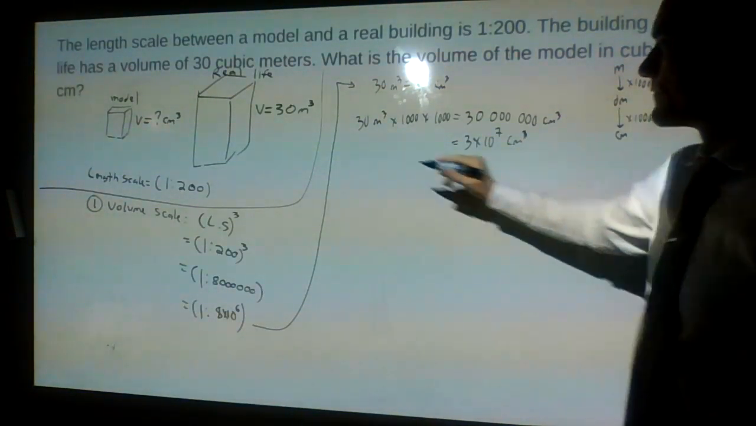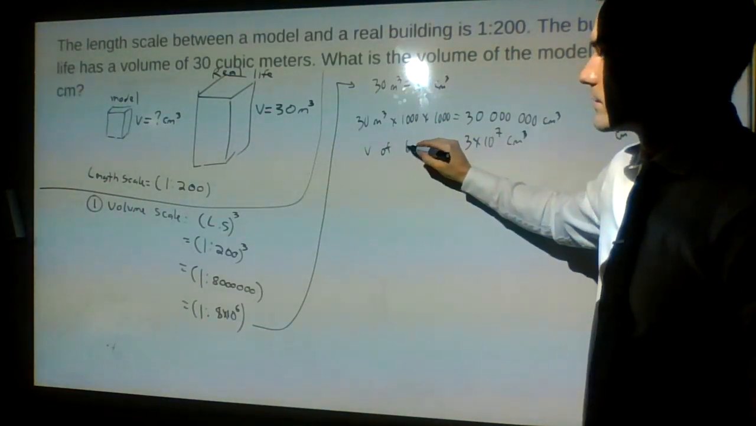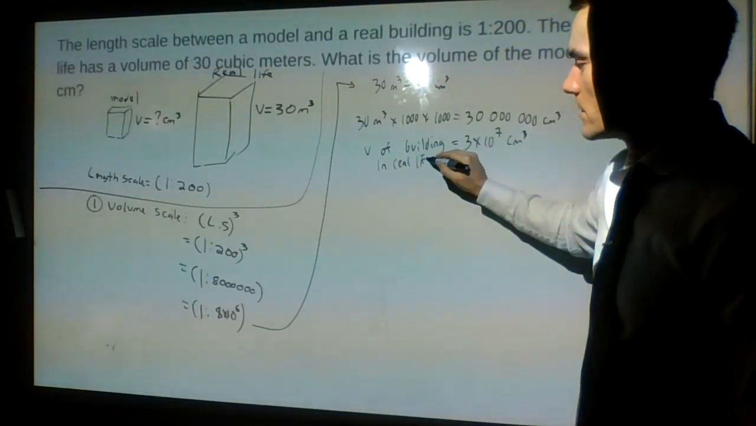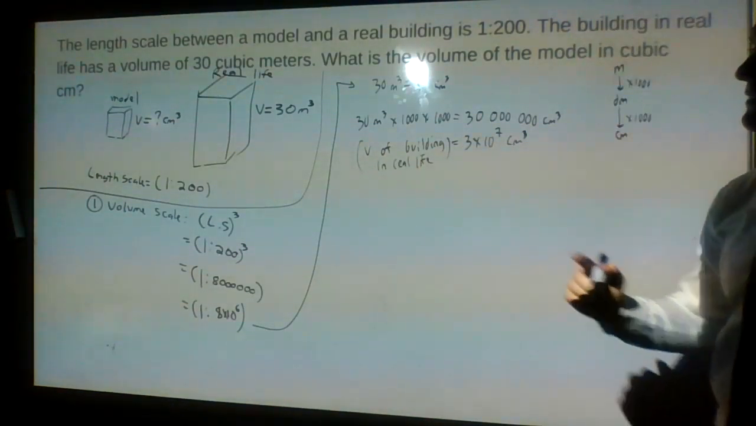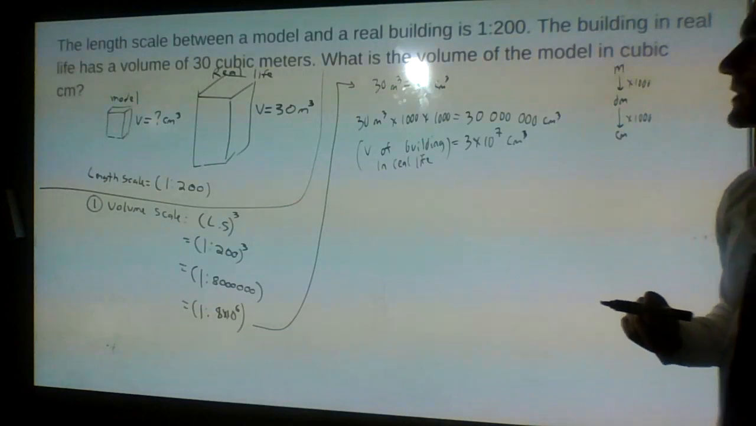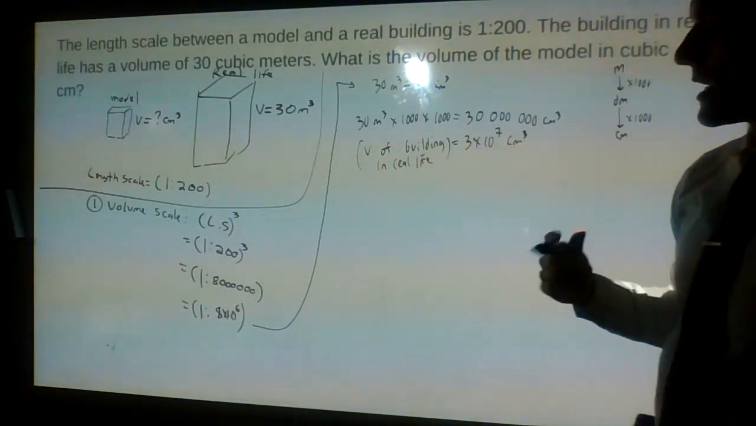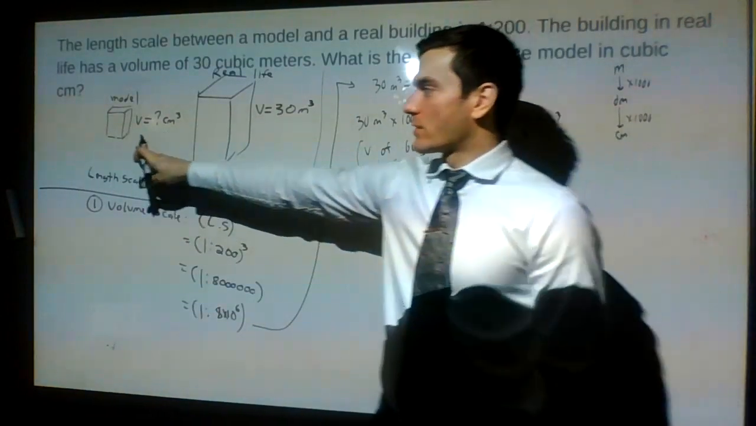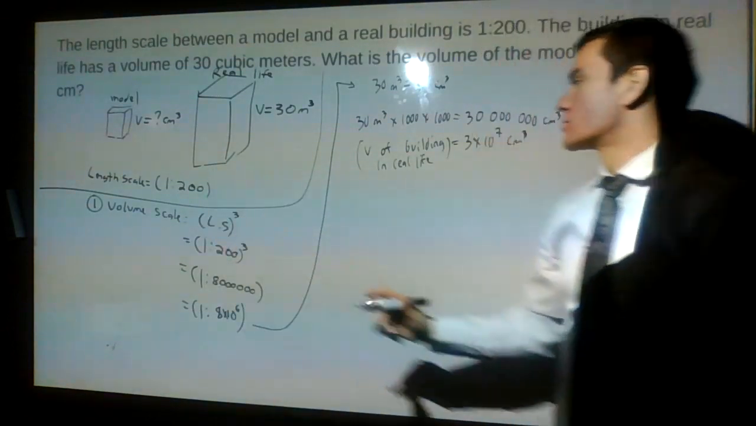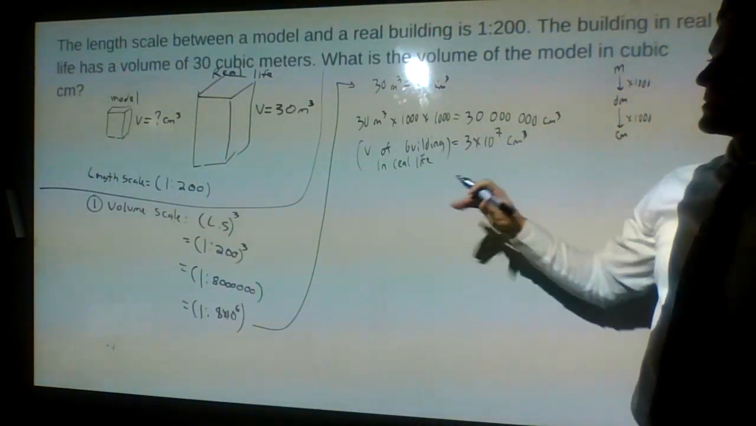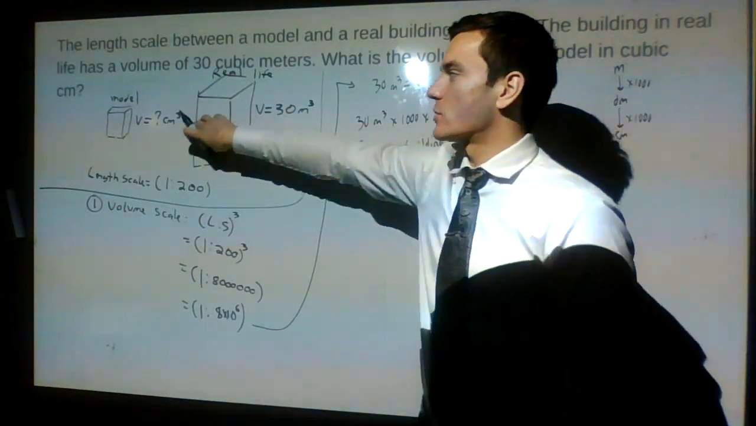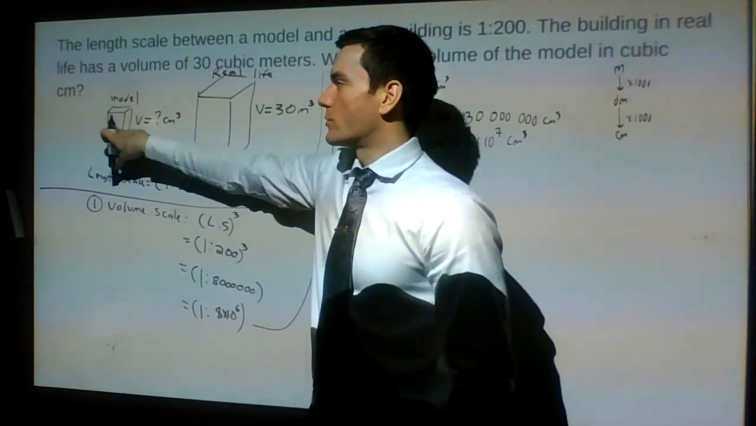So this is the volume of the building in real life, which seems pretty big. In real life, this building can hold 30 million little cubic centimeters. And now our final step: with the volume scale, 1 cubic centimeter in this picture is 8 million cubic centimeters over here. So if I have 30 million cubic centimeters over here, how many 8 millions fit in here? Because each 8 million cubic centimeters results in just 1 cubic centimeter on this side.